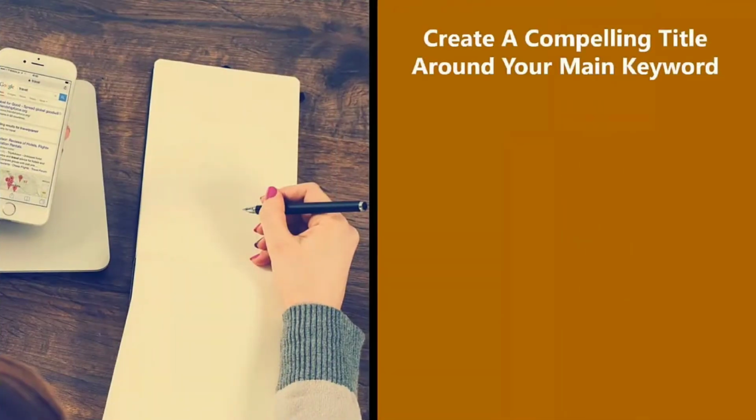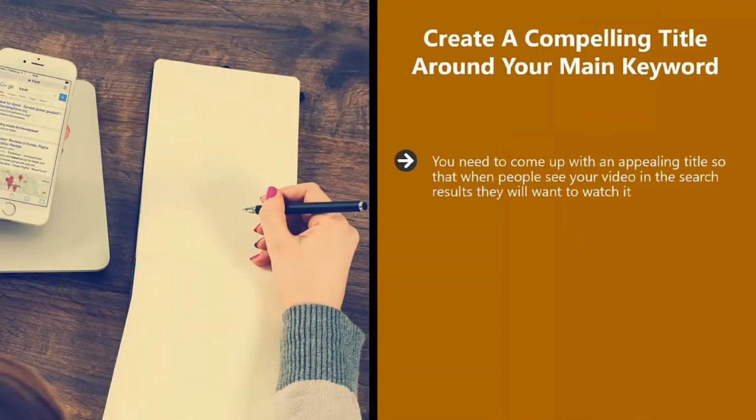Create a compelling title around your main keyword. You need to come up with an appealing title so that when people see your video in the search results, they will want to watch it. So, for our Japan example, you could use something like travel to Japan for fun and excitement. Make sure that you include your main keyword in the title.